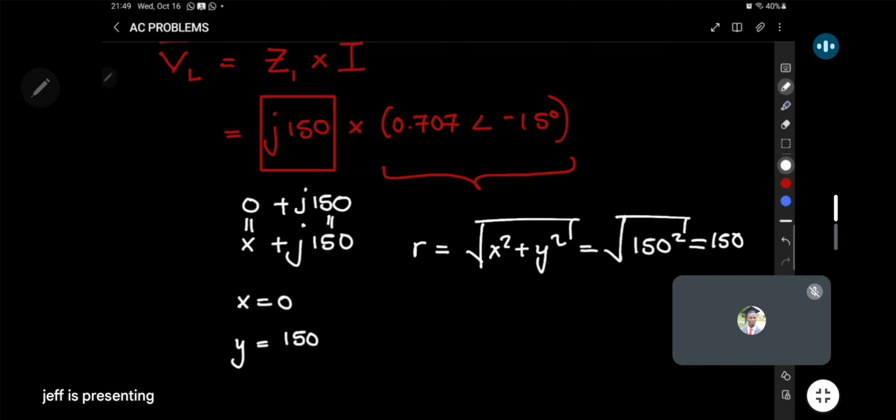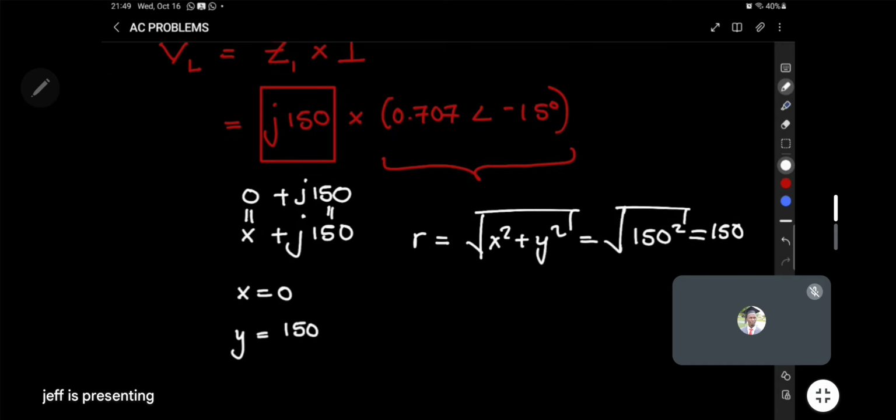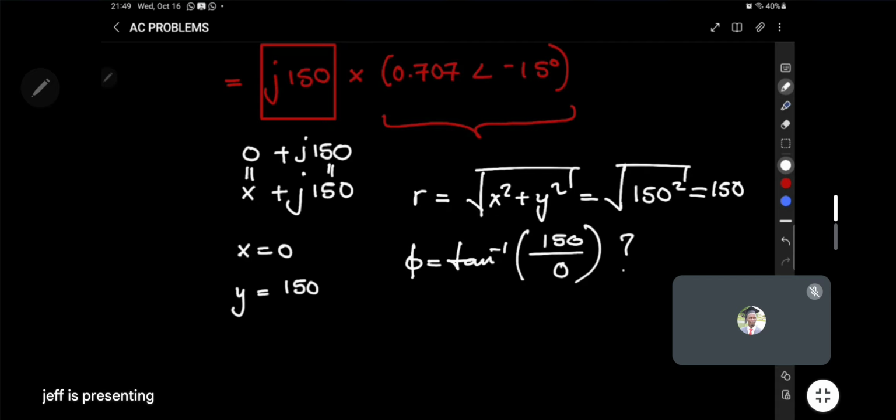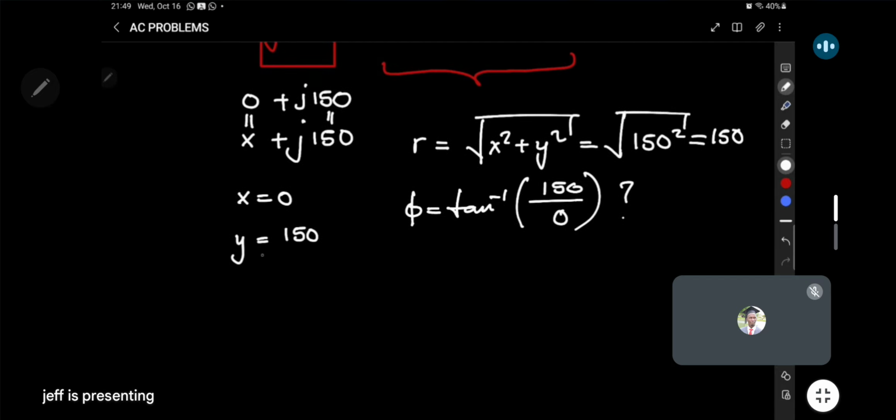The only question is, what will be the phase shift? The problem here is, if we tried tan inverse, it would lead us to a problem because y has a value 150, but x is 0. How are we going to simplify this one? So this one becomes not helpful, so we want to find different ways of approaching.